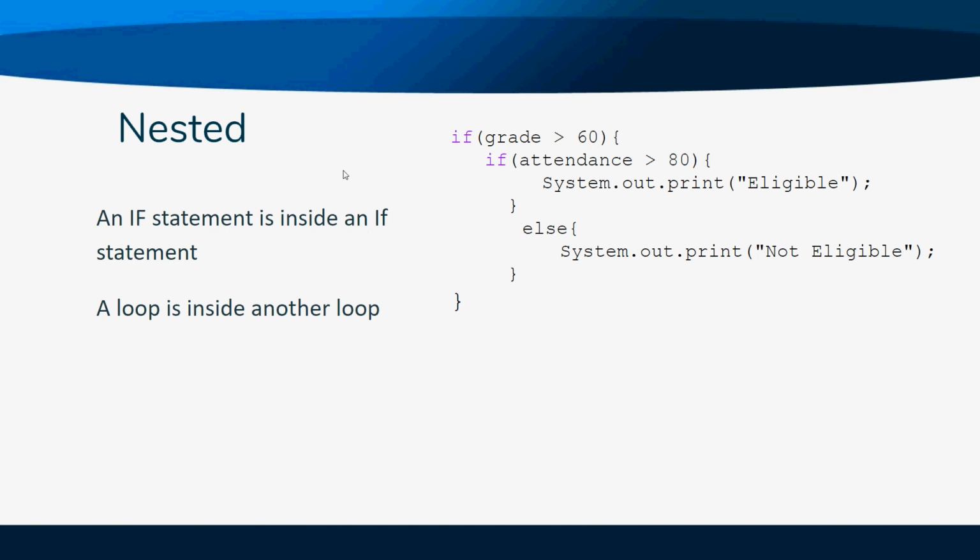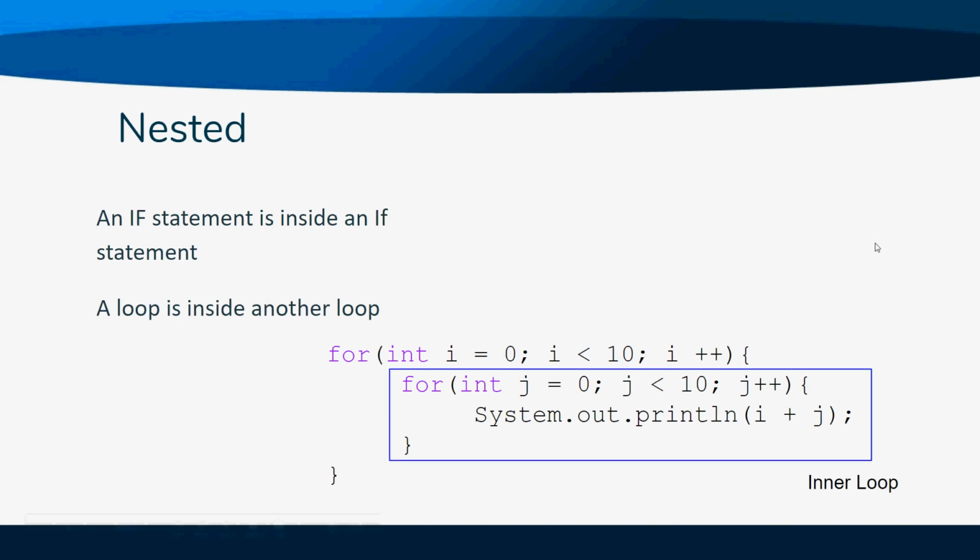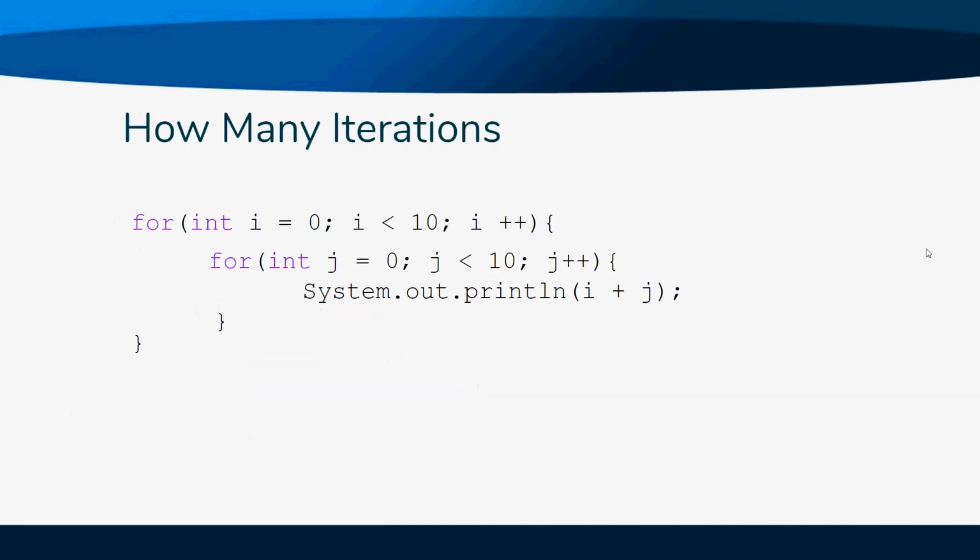Now you can have a nested loop as well. Here's an example of a nested loop. I've got a for loop inside it, and it's nested inside a for loop. This is considered the inner loop, and this outside portion is considered the outer loop. So take a look at this a little bit in detail. How many iterations will this inner loop make? Pause the video if you want to think about it for a sec.